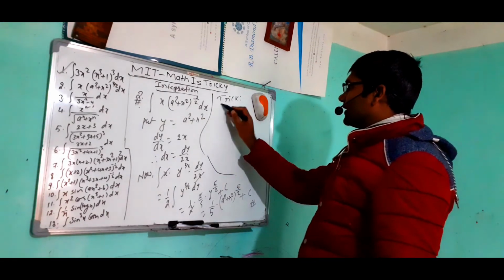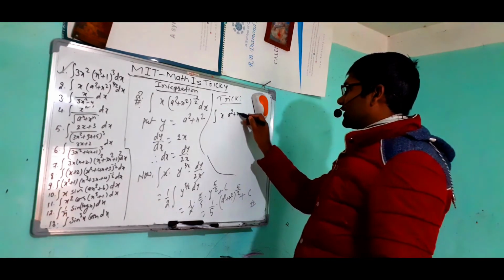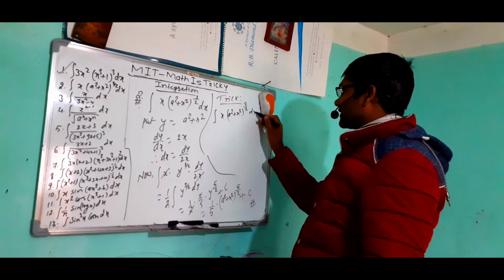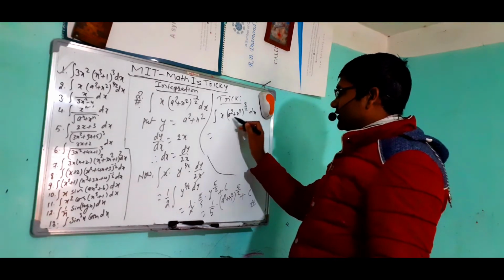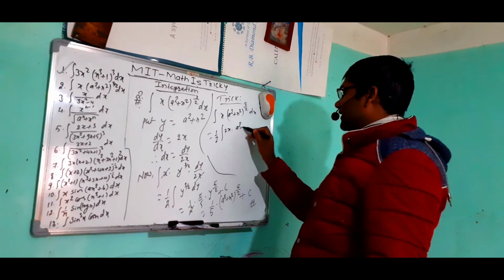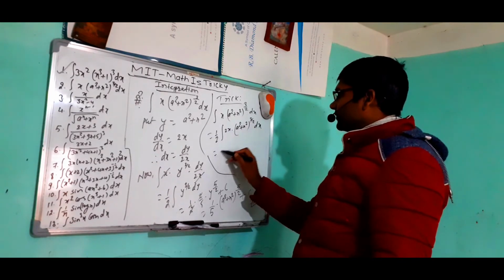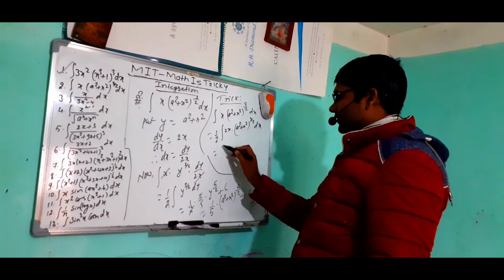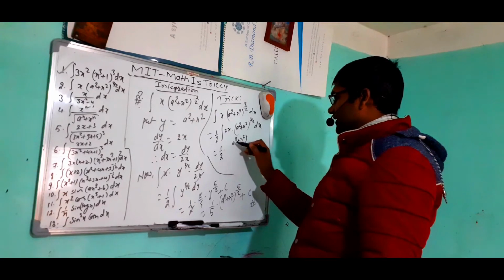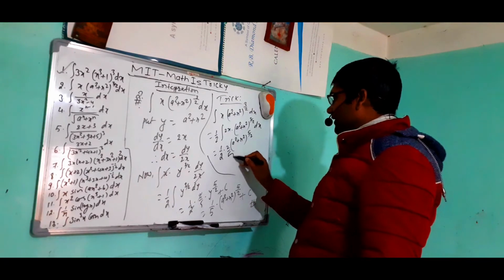As I told you, see the integration of x times (a square plus x square) whole power 3 by 2 dx. So first you write the derivative of this base, it is 2x, so write here 1 by 2 and 2x, (a square plus x square) 3 by 2 dx. Now you can use the power rule for this. So 1 by 2, by power rule, we will be getting here (a square plus x square) whole power 3 by 2 plus 1, which is 5 by 2, by the formula, and 2 by 5 here, plus c.